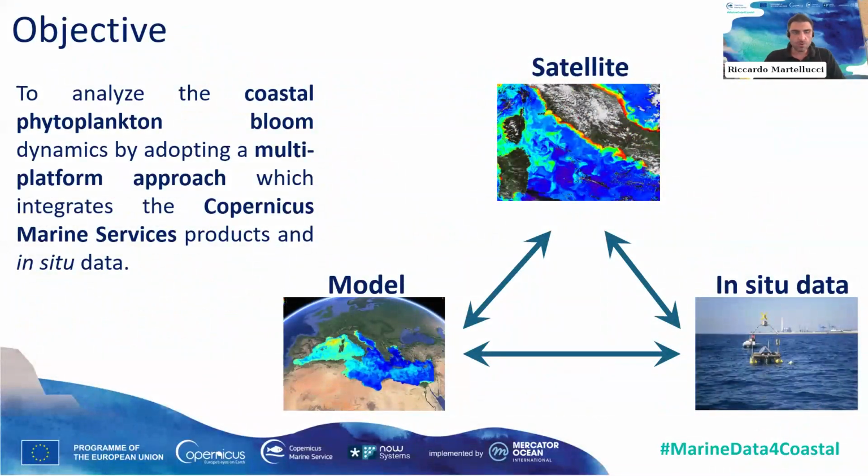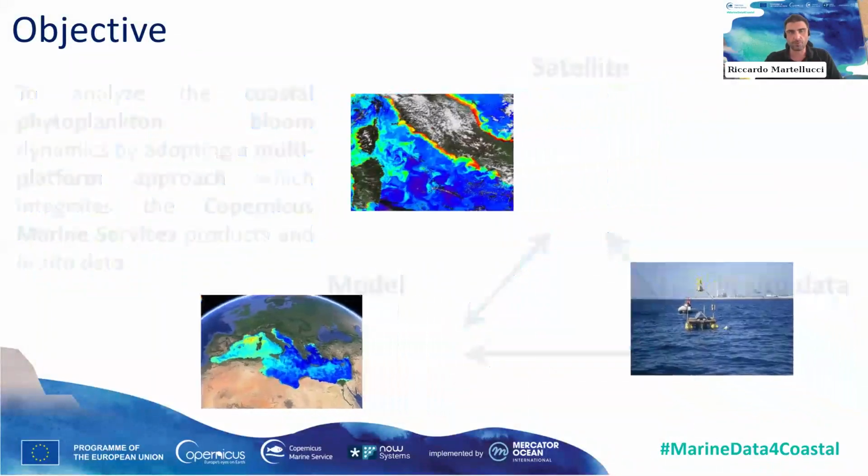The objective of this work was to analyze the coastal phytoplankton bloom, adopting a multi-platform approach, which integrates the Copernicus Marine Service products, consisting of satellite and model output, with in-situ data from a specific location and a specific monitoring area in the Tyrrhenian Sea, in the Western Mediterranean. Why is it important to analyze this coastal phenomenon with this multi-platform approach?